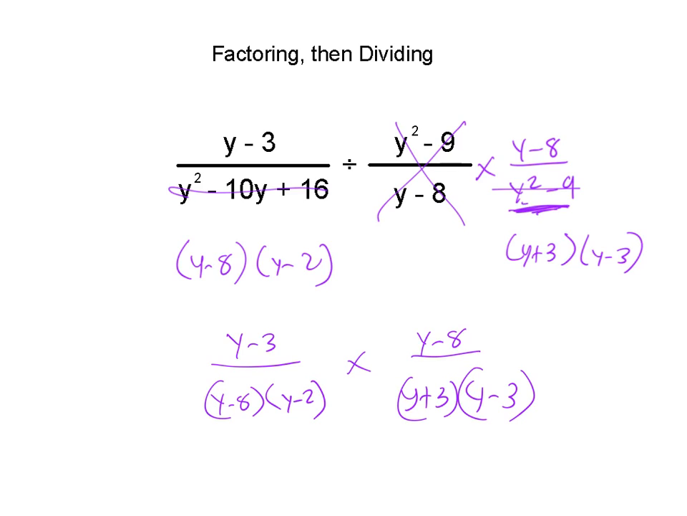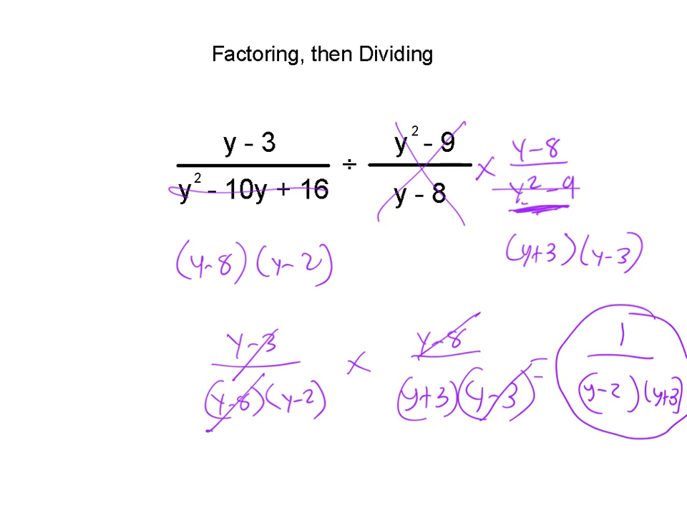Okay, notice there are some things we can definitely cancel out then. We can cancel out these y minus 8s. We can cancel out these y minus 3s. So all that's left on the top is 1, right? And then on the bottom, all that's left is y minus 2 times y plus 3, which we have to just leave. And so there's our final answer when all is said and done.